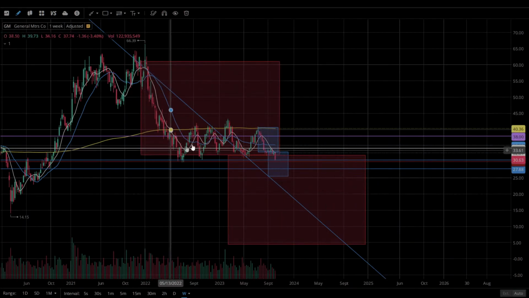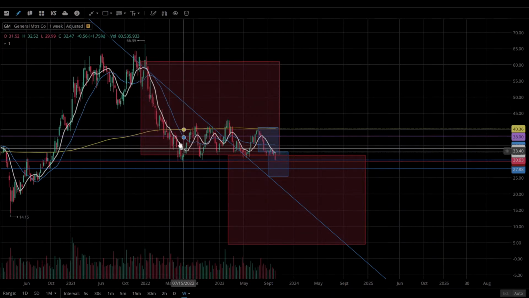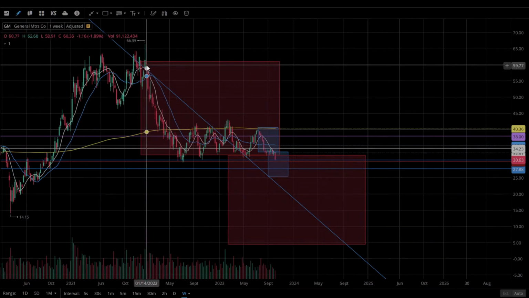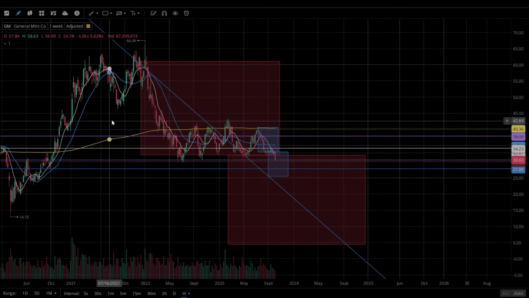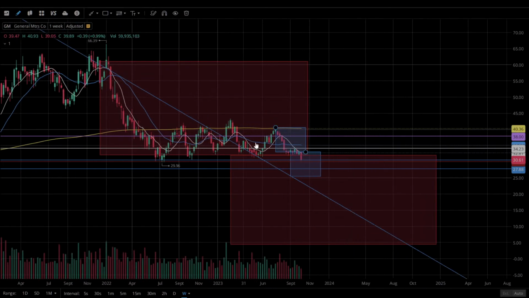Pretty simple. Primary move, secondary move. This is a long time here. This is many, many months in the making, all right? In fact, this primary move peaked back here at the beginning of 2022. So when you can start to lay these out on longer term charts, you can start to really get an easy way to assess whether or not you want to trade that or not.